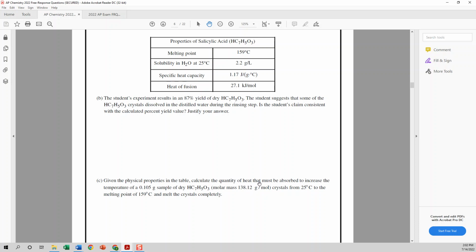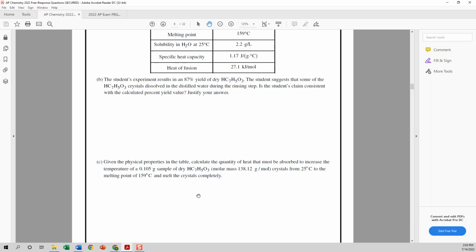calculate the quantity of heat that must be absorbed to increase the temperature of this many grams of the compound. They give you the molar mass again, so you don't have to worry about calculating it. From 25 degrees Celsius to the melting point, and also melting the crystals completely. Okay, so this is going to be from Unit 3, heat calculations.